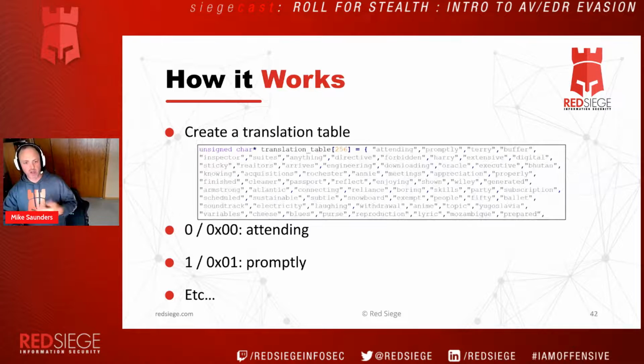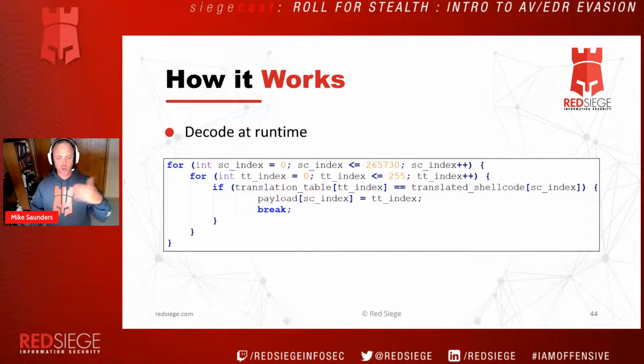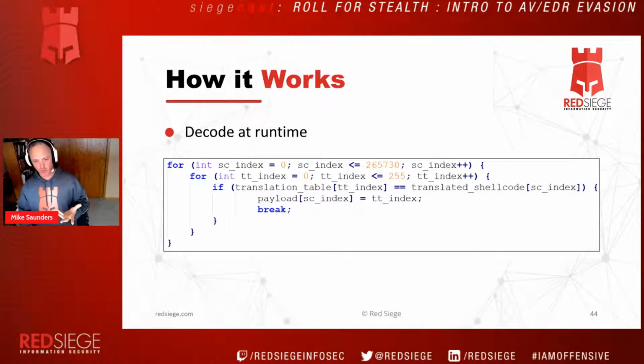Because if you remember, we looked at this. If it matched in the first position, position 0, that means attending, the word we're looking up, is shellcode byte 0. If the word was promptly and we get a match, that means we're at shellcode byte 1. So we run through this loop, we decode our shellcode. We now have shellcode bytes that we can execute.